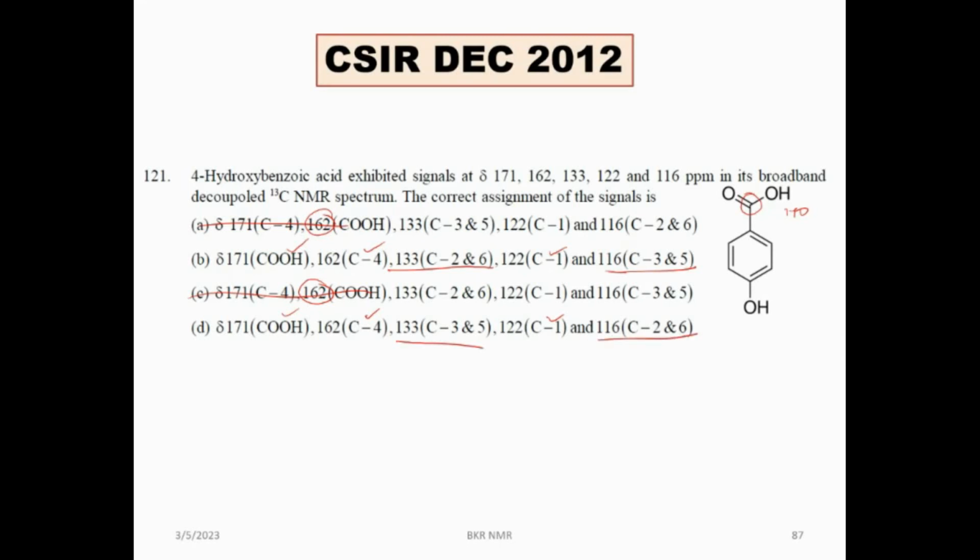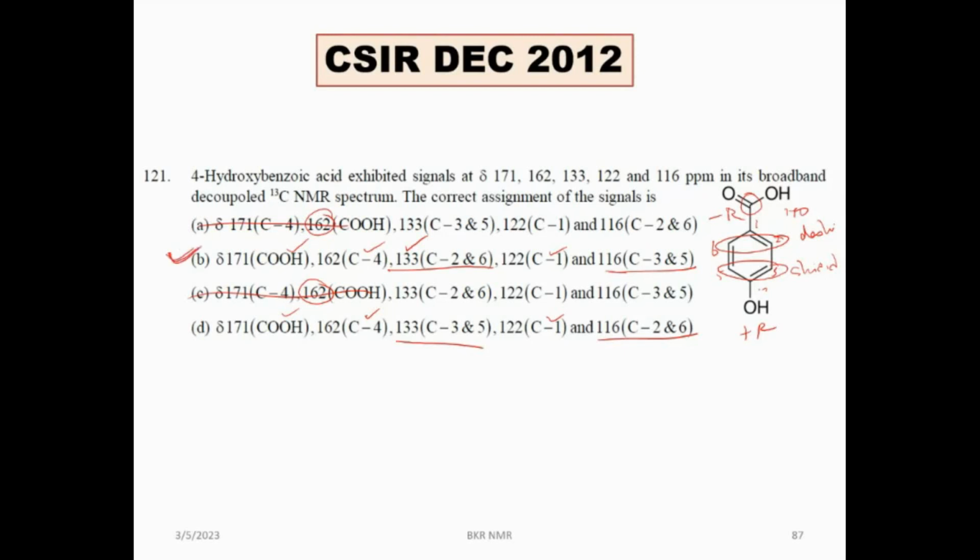There is no confusion. Since this OH is a plus R group and C double bond O is a minus R group, these two protons will be shielded and these two hydrogens will be de-shielded. That is the way we have to approach it. So 2 and 6 will be de-shielded. We have numbered so that the carboxylic acid gets higher preference for substitution: 1, 2, 3, 4, 5, 6. So 2 and 6 should be de-shielded because they are attached to the electron withdrawing group, and therefore will have a higher value, 133. And 3 and 5 will be shielded because they are attached to the electron donating group. That is how I should approach the problem.